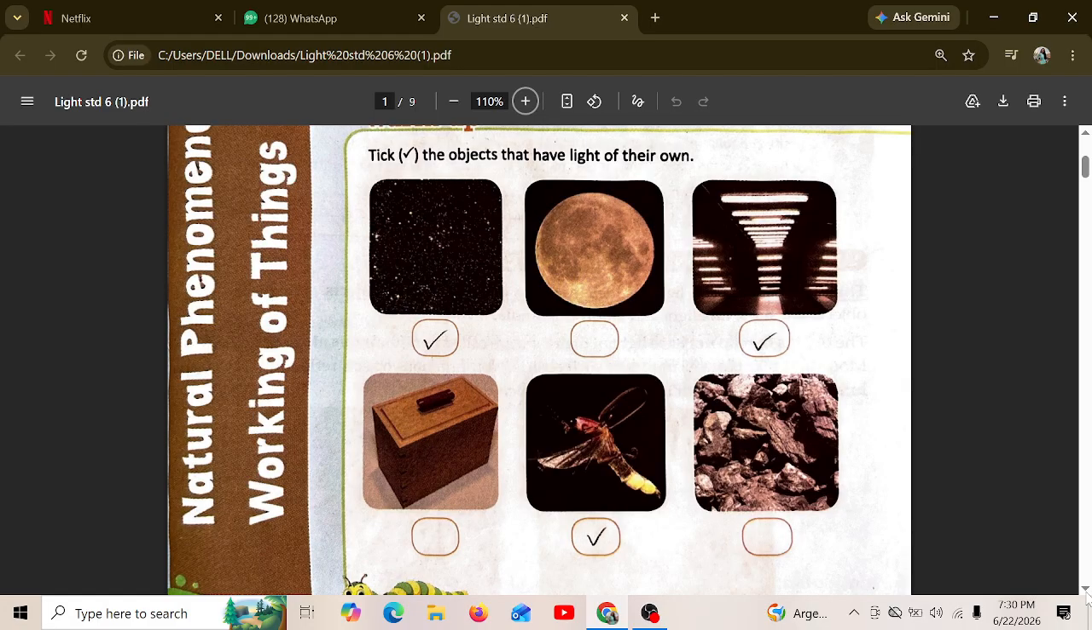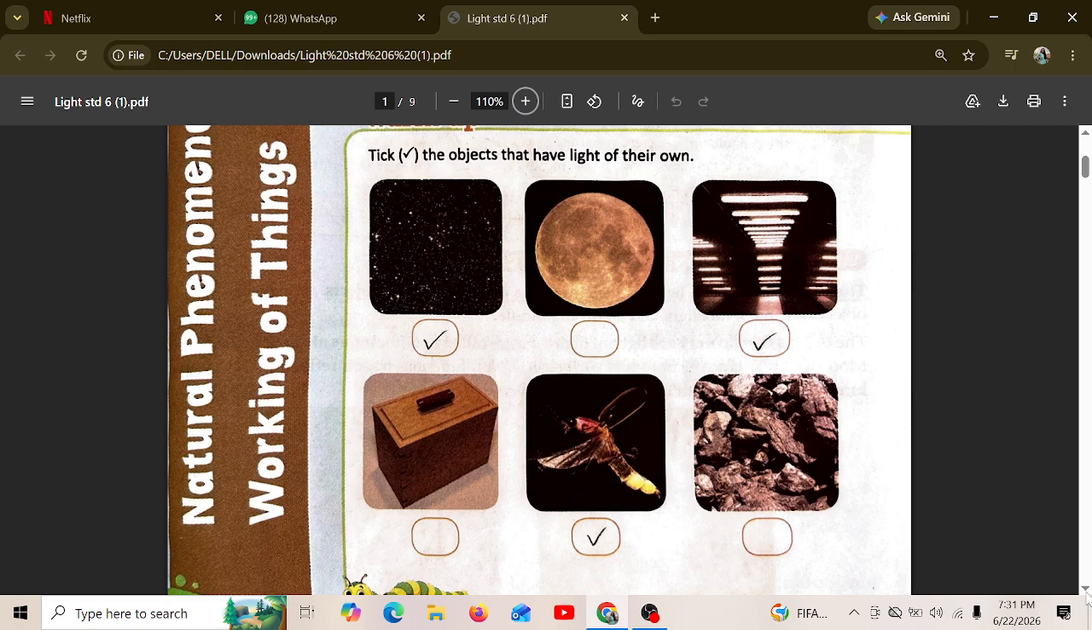Yes, children, the first one and the fifth one is an example of natural source of light. The first one is the image of the stars, the heavenly bodies, which are giving off their own light. And the third one is an artificial source of light because it is a tube light, which you can see in your classroom in your daily life. And the fifth one is an example of an insect which gives off its own light. Can you tell me? Yes, it's an example of a firefly.